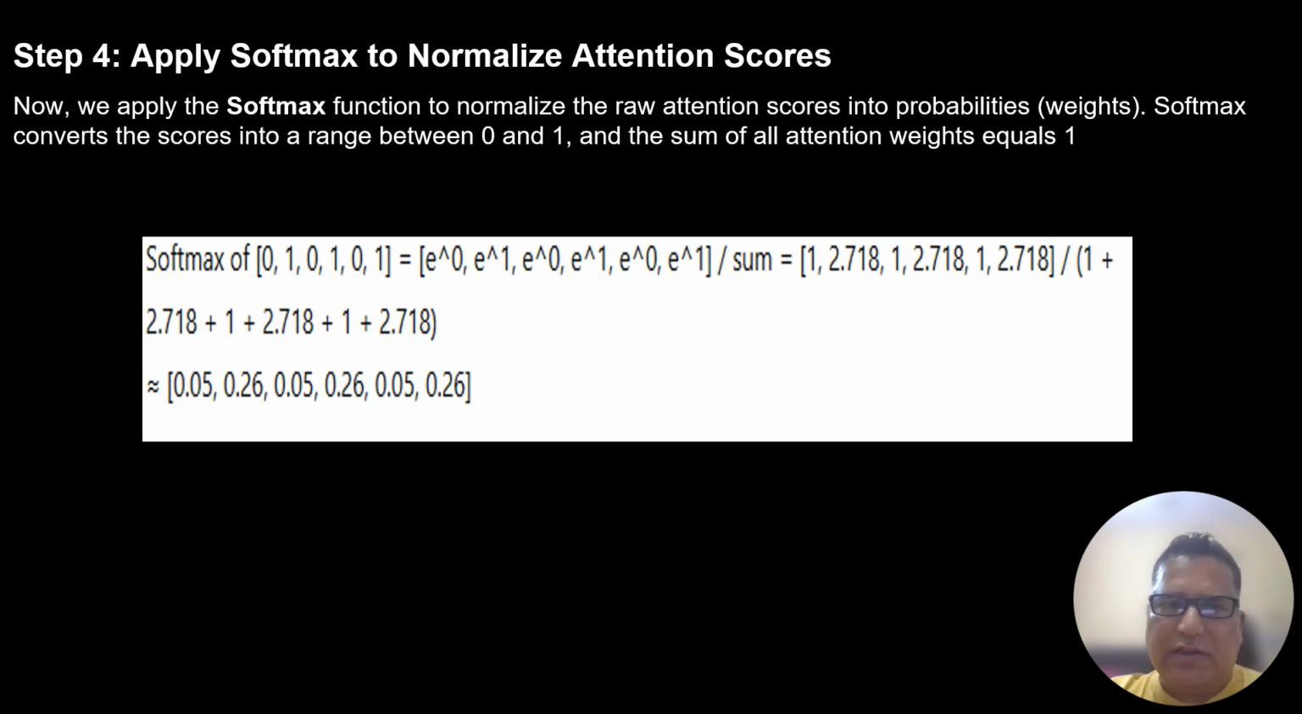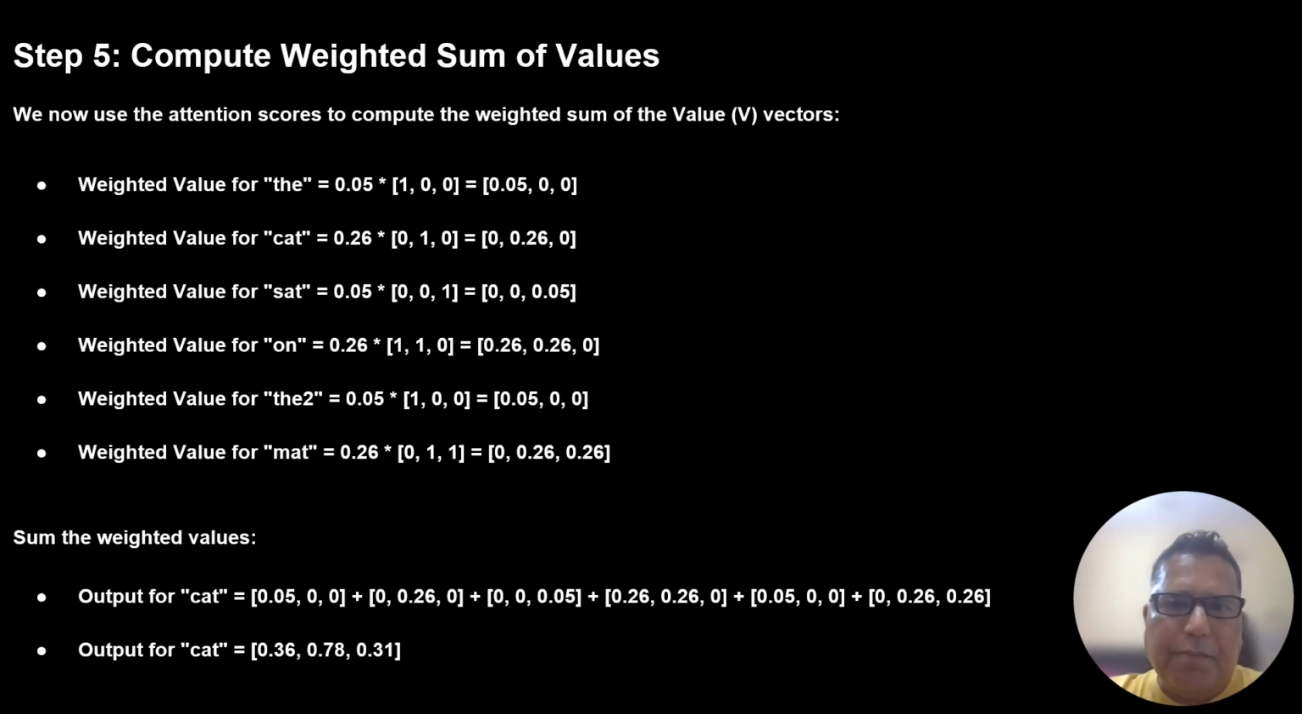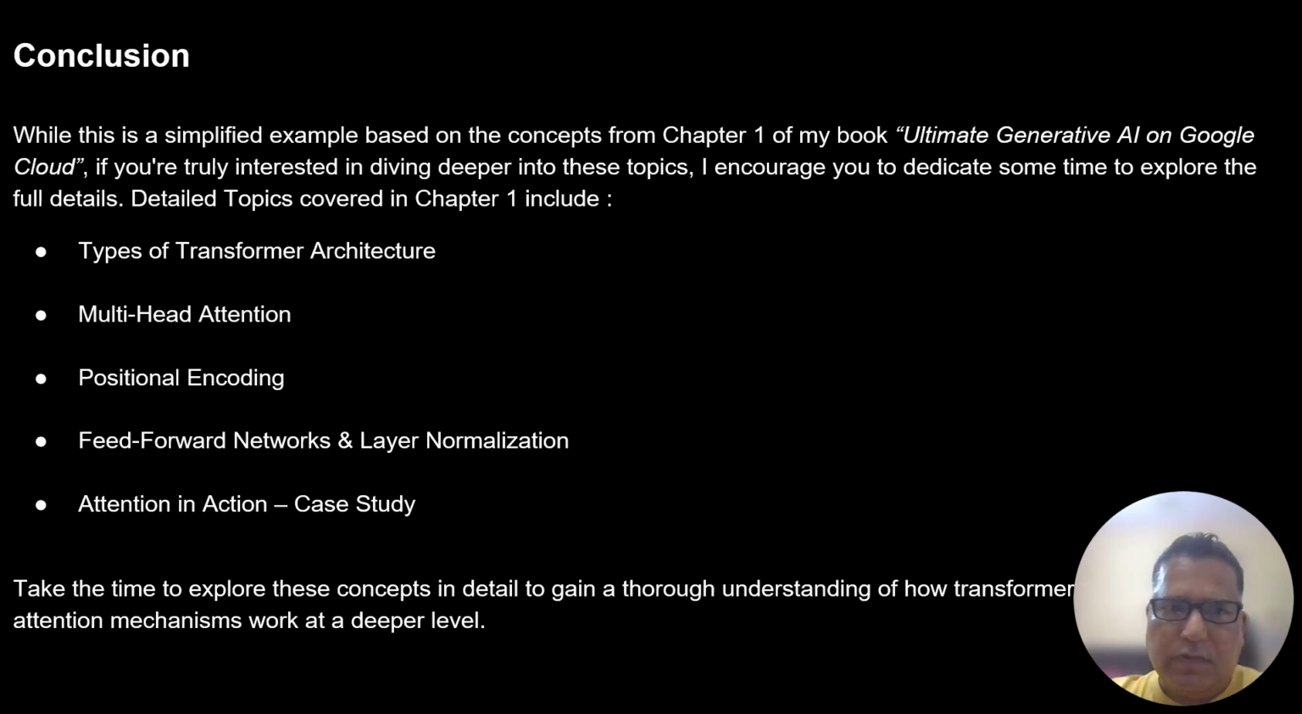Now we have to normalize this, so we apply softmax. We raise all this to the exponent power, and then we divide it by the total sum. So we get a ratio in which the grand total is 1. Finally, we compute the weighted sum of all the values. The weighted sum of all these values gives us a probability score, and one word will actually have the highest probability, and LLMs will predict that word as the next word in the sequence.